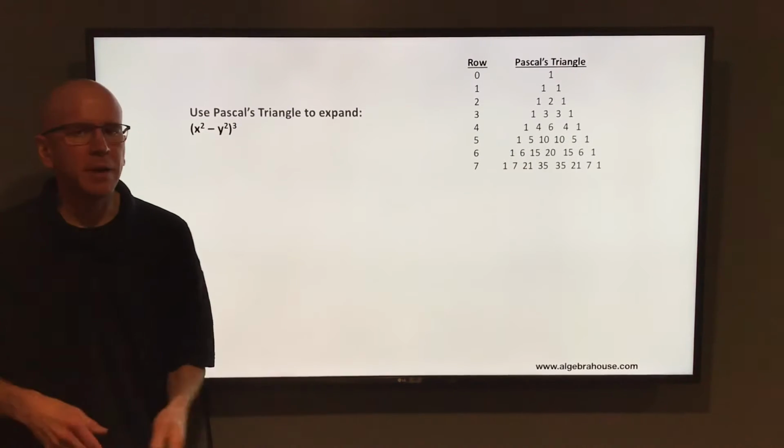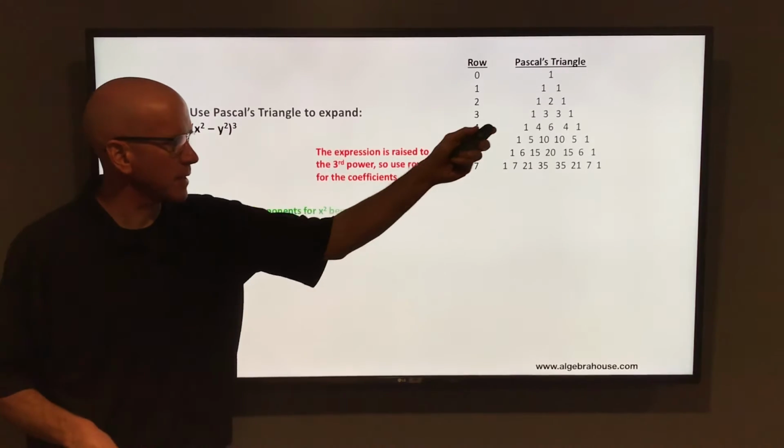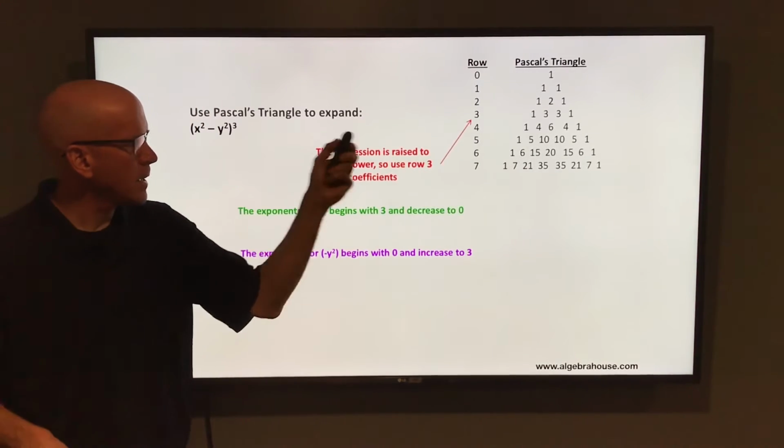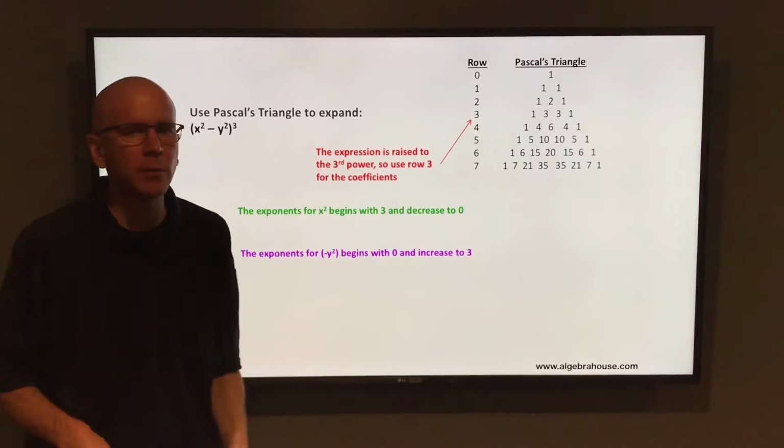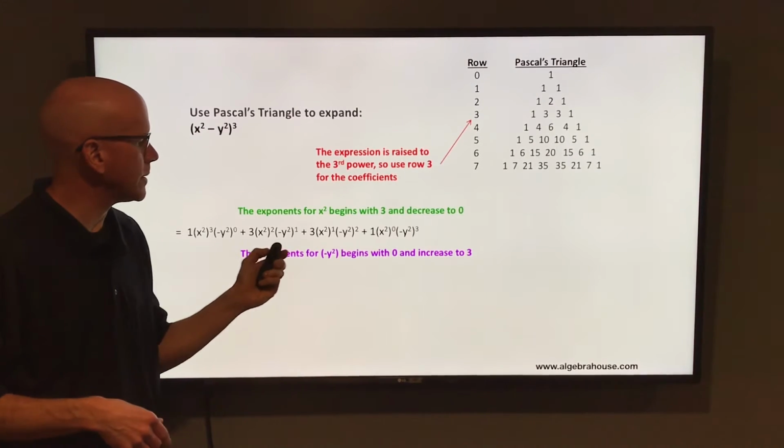We're going to take x squared minus y squared to the 3rd power using Pascal's triangle. So go to row 3 of Pascal's triangle, since we're going to the 3rd power, and pick out the coefficients of 1, 3, 3, and 1. On your paper, you're going to space out those coefficients. Coefficients are 1, 3, 3, and 1.